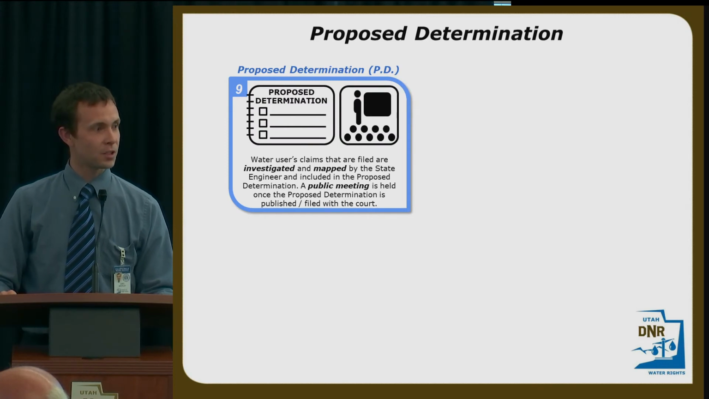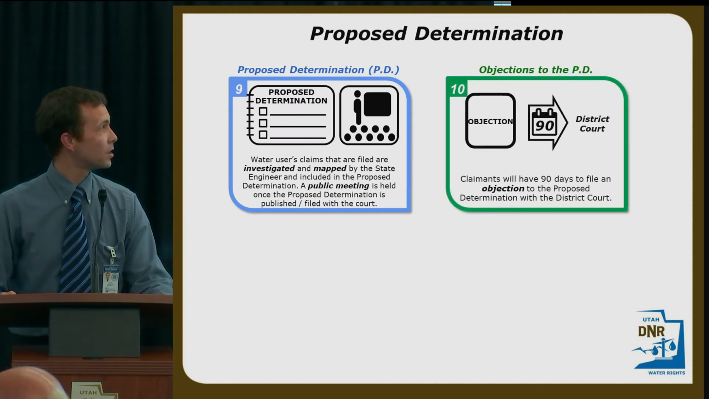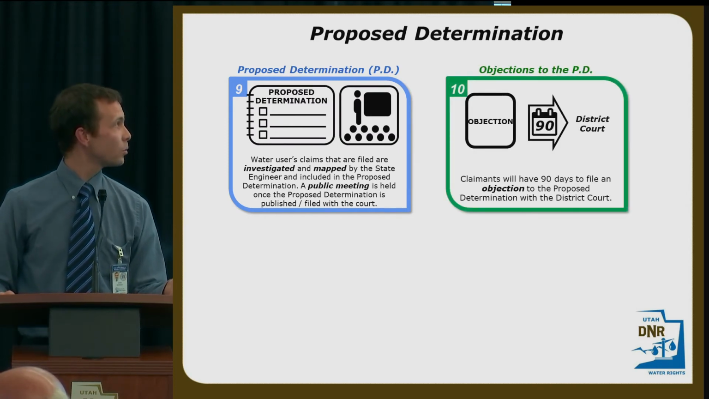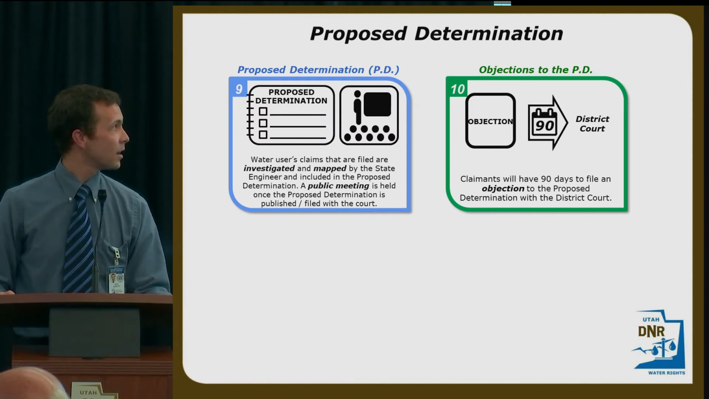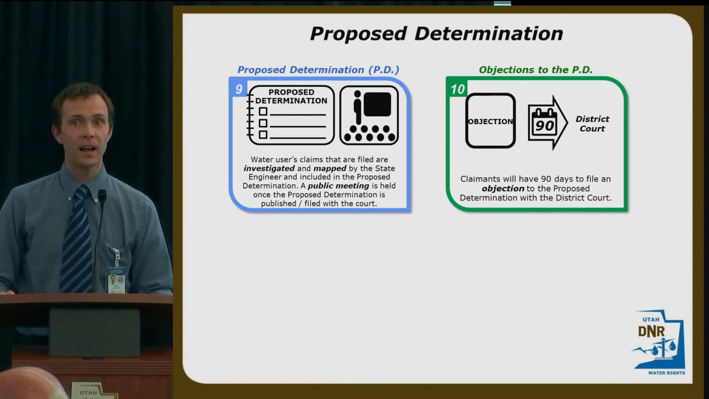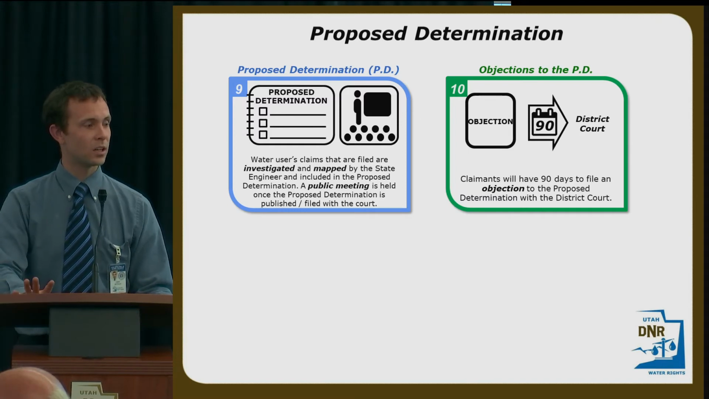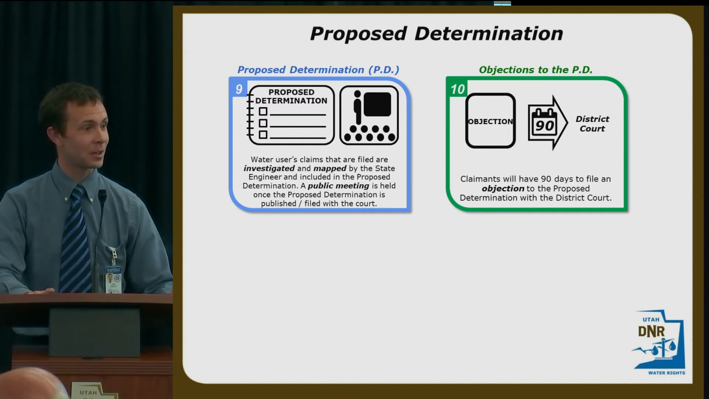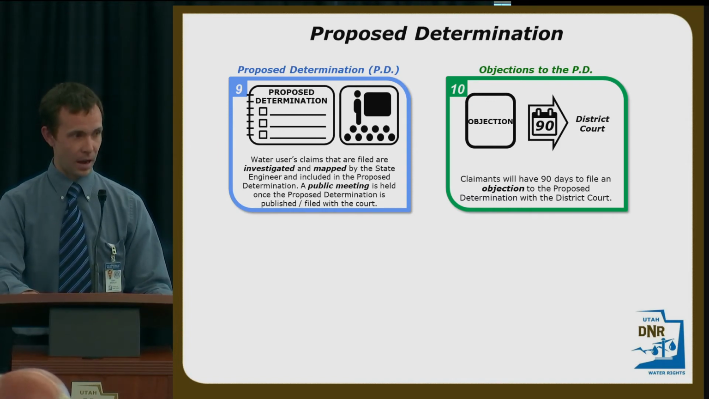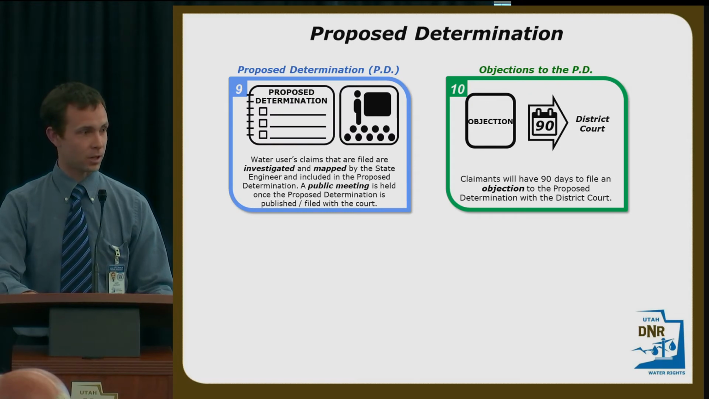Then we publish the proposed determination, and water users' claims that are filed will be investigated and mapped. A public meeting will be held once the proposed determination has been published and filed at the court. In the case of this adjudication, in answer to your question over here, we intend to have the proposed determination prepared by about February 2020, roughly, give or take.